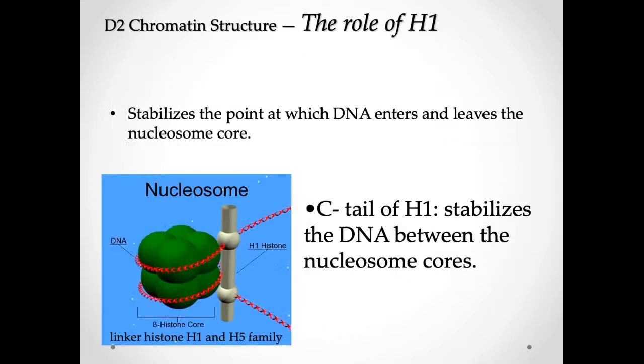Here I want to show you the H1 histone. You have an octamer of eight histones, and your H1 histone is on the side to allow the entry and the exit of your DNA. The C tail of H1 stabilizes the DNA between the nucleosome cores. It mainly helps with the stabilization.